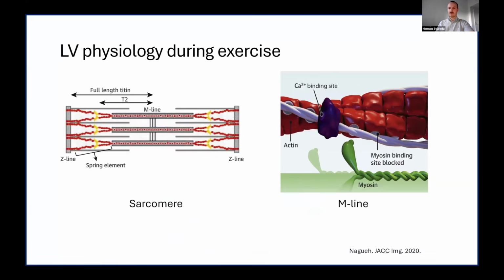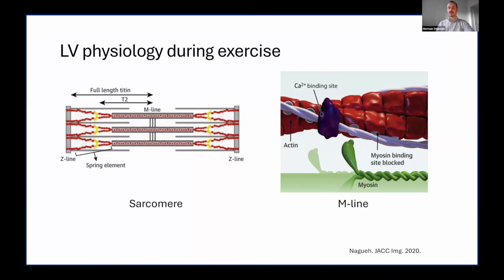So let's start with a quick focused overview of LV physiology during exercise. The basic contractile unit of the myocardium is the sarcomere. It's made up of several key components. The first is the titin filament, which acts as a bidirectional spring element. So when it stretches, it accumulates potential elastic energy and will want to contract. And when it's contracted, it will accumulate elastic energy again and will want to decompress and spread out, which generates forces in both directions in a push and pull kind of fashion.